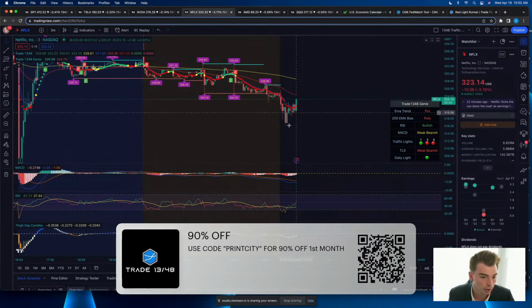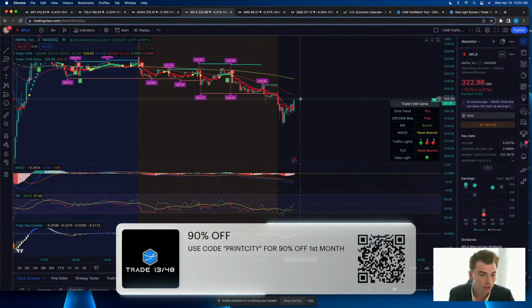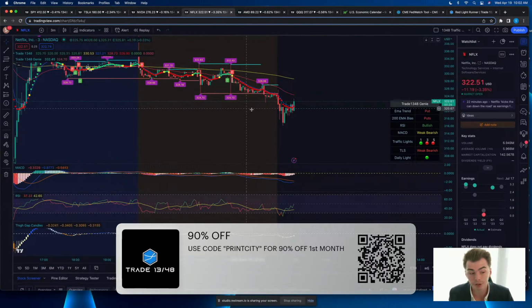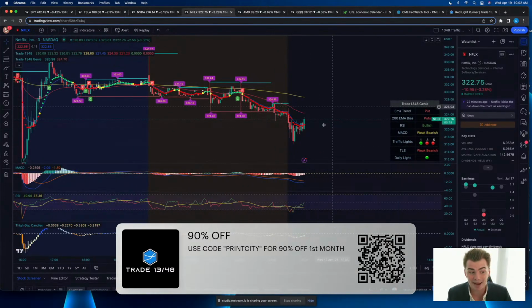319.60 to 323. That's big. It doesn't look like it on the chart, but it's huge, especially after earnings. That's what you guys have to realize. After earnings, these moves can be wild. That's kind of why I was trading it a little bit.